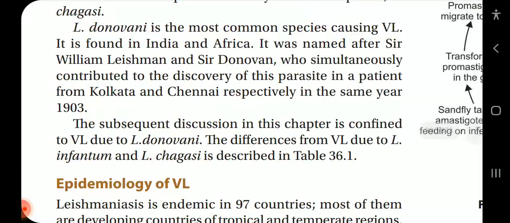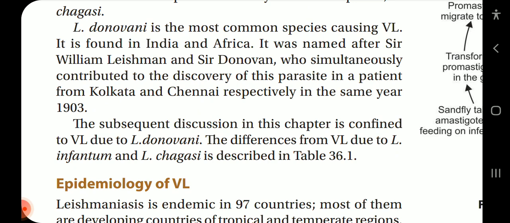L. donovani is the most common species causing VL. It is found in India and Africa. It was named after Sir William Leishman and Sir Donovan, who simultaneously contributed to the discovery of the parasite in a patient from Kolkata and Chennai, respectively, in the same year, 1903.